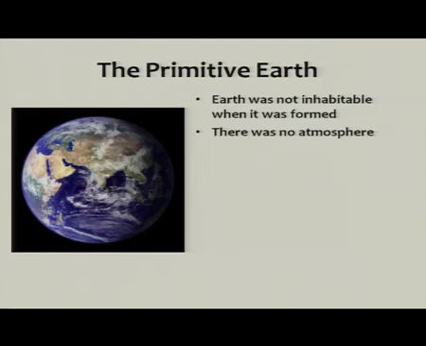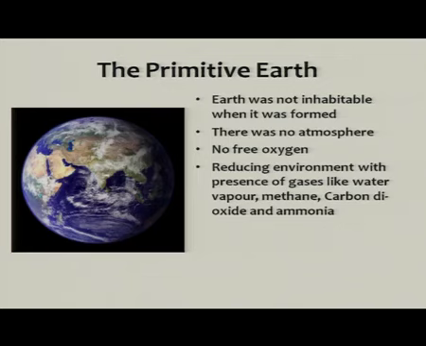Number one, there was no atmosphere on earth as we see today. There was no free oxygen. A reducing environment was there because of the presence of gases like water vapor, methane, carbon dioxide and ammonia. Can you imagine living under these types of conditions? No, life is not possible under such conditions.